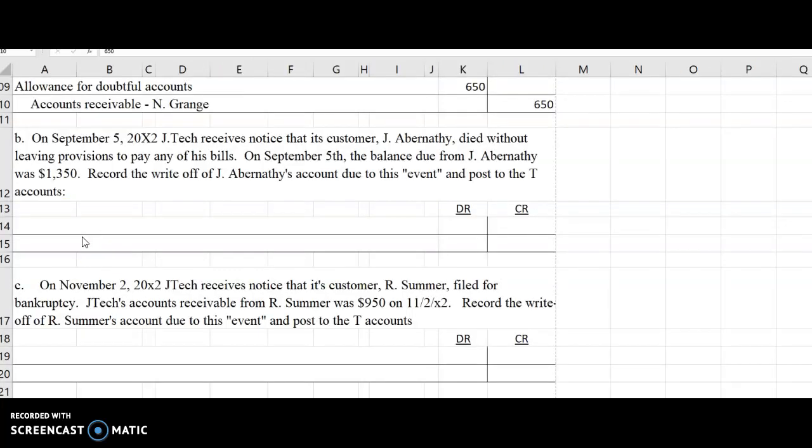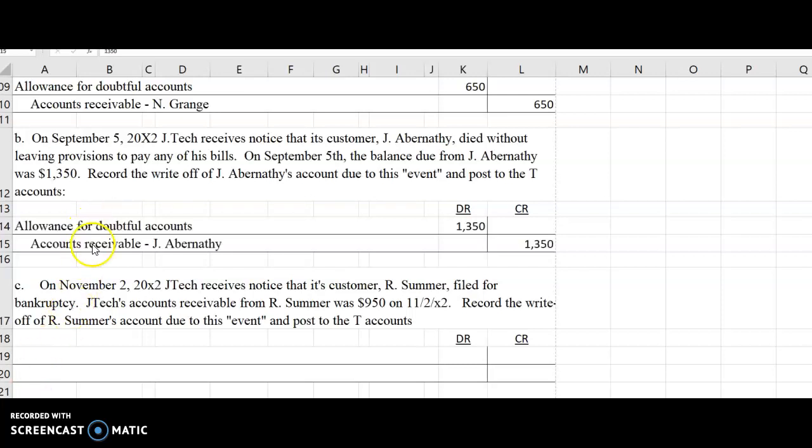Another example. On September 5th, 20X2, JTech receives notice that its customer J. Abernathy died without leaving any provisions to pay any of his bills. On September 5th, the balance due from J. Abernathy was $1,350. Record the write-off of J. Abernathy's account due to this event and post to the T accounts. Please pause your video, do that, then come back and check your answer.